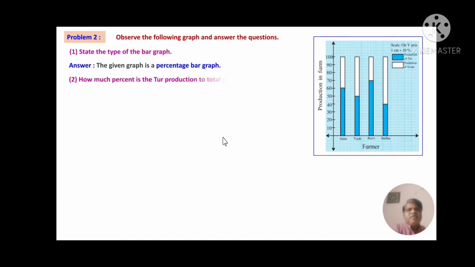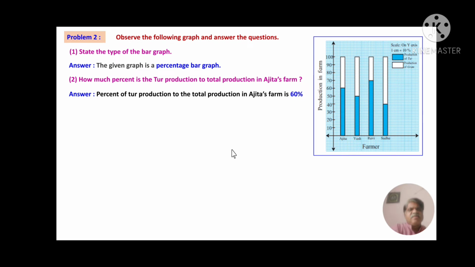How much percent is the tur production in the total production of Ajit's farm? Here you can see this is Ajit's farm, wherein you have to find out the tur production. Tur production is this much here. You can see here 60%. So naturally the answer will be 60%. The percent of the tur production of the total production of Ajit's farm is 60%.